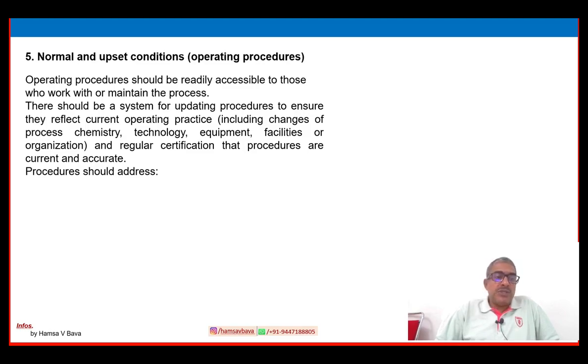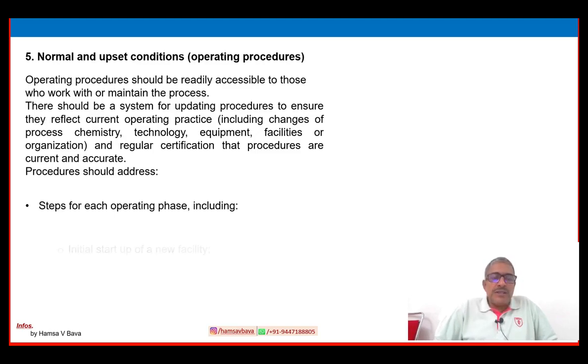So procedures should address each operating phase. Mainly it is the operating manual, operating training manual, standard operating procedure: how to operate the plant, how to start up the plant, what safety features are included, what precautions we have to take, what steps are involved in starting a process or shutting down a process, etc.